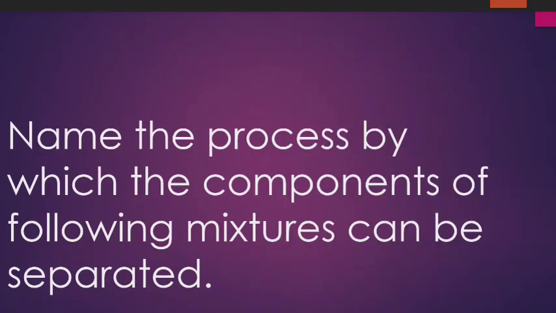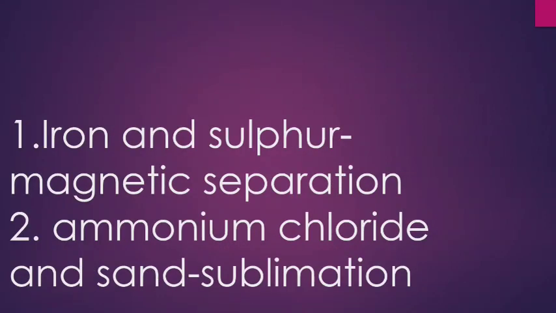Now, next question. Name the process by which the components of the following mixtures can be separated. What we have to do here is write the name of the process. Like here, iron and sulfur. Iron and sulfur get separated by which method? Magnetic separation. Clear? Next is ammonium chloride and sand. They get separated by which process? Sublimation. Clear?